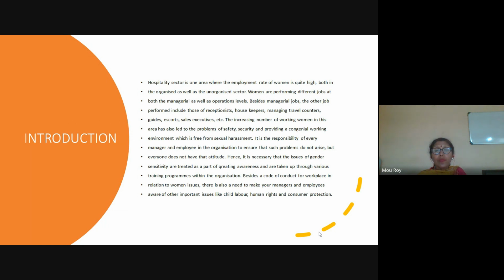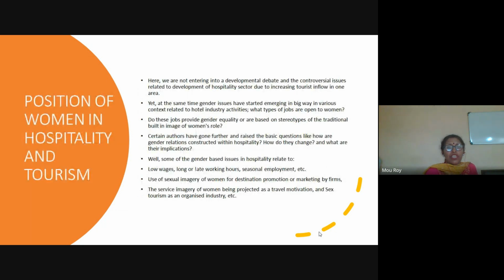Okay, so it is necessary that the issues of gender sensitivity are treated as part of creating awareness and are taken up through various training programs within the organizations. You have this code of conduct for the workplace in relation to women's issues. There is also a need to make your managers and employees aware of other important issues like child labor, human rights, and consumer protection.